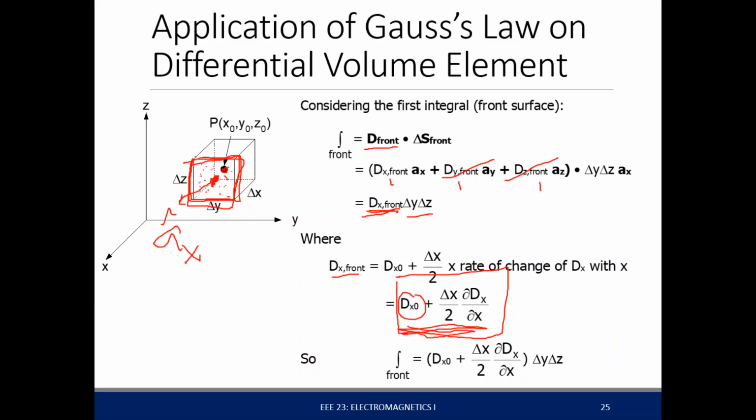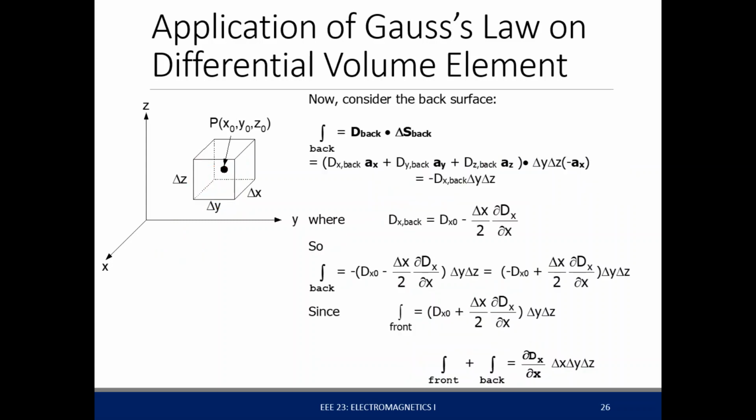So this equation is still valid, and that is the x component of the flux at this point right here. So the total flux on the front side of your differential volume is equal to this equation right here. Okay. So similarly, if we look at the back part, this is the back part that we'll consider.